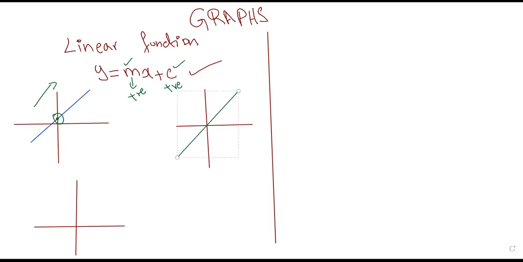Now in this case, we know that M is again positive and C is 0 because it is passing through the origin. Very well done.